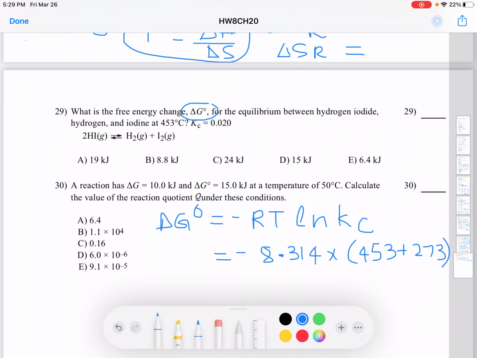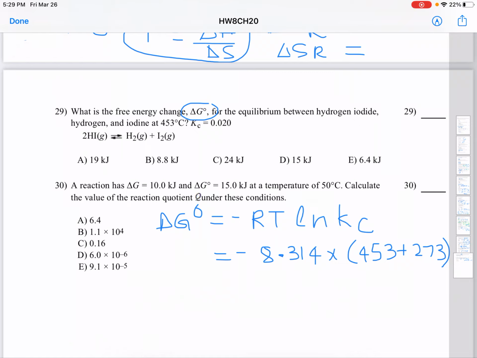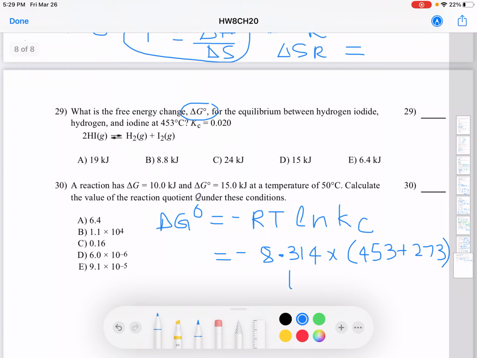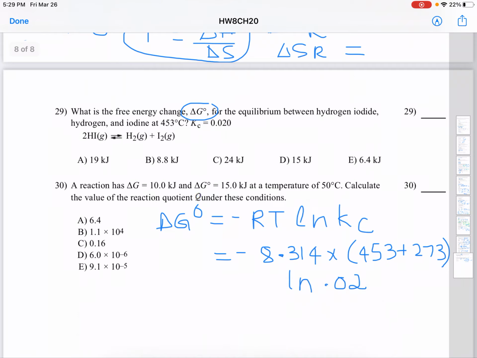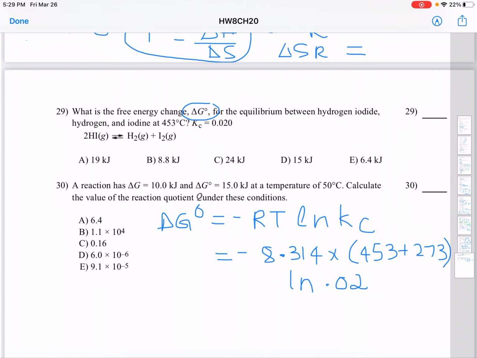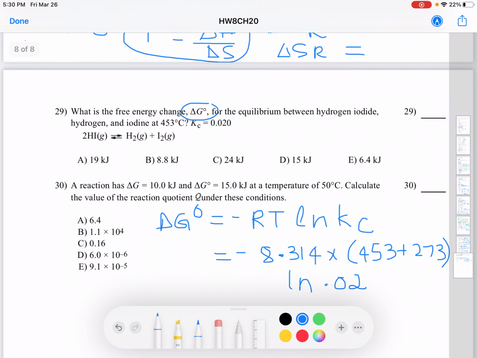Plus 273, so make sure you convert it to Kelvin. 8.314 times 453 plus 273, and that is going to be your temperature, and then the ln Kc, and then the Kc would be 0.02. That will give you delta G naught. Okay, so that's 29. And 30.